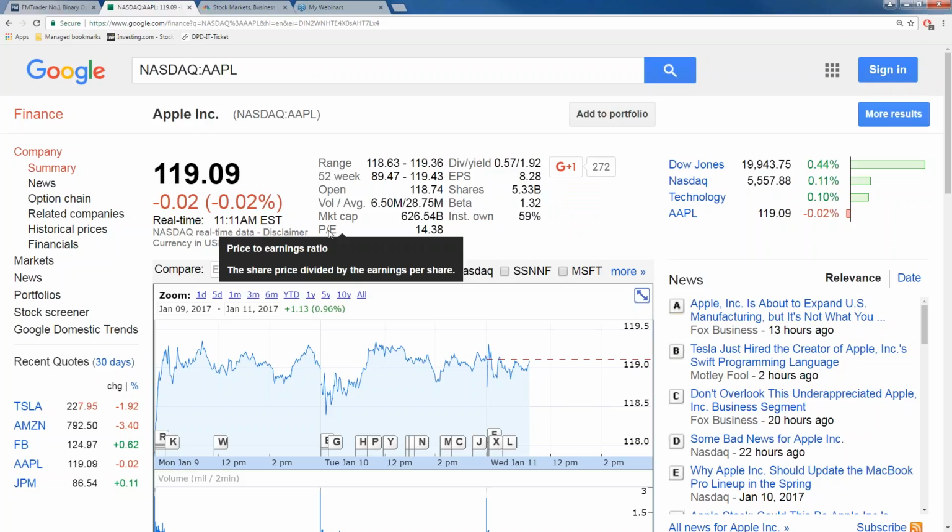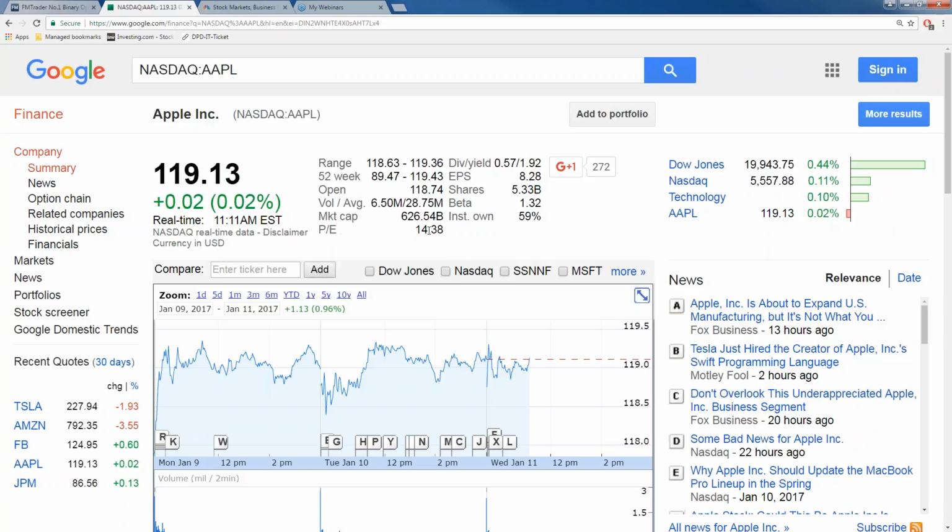Good. Now the PE ratio, this is what I want to talk about, is the price to earnings ratio. The share price, 119 point whatever, divided by the EPS, the earnings per share. And then I'm going to get the PE ratio, price to earnings ratio. Now why is this number important to me? Because this number tells me how many years it will take this specific company, in this case Apple, to earn what it's worth back.